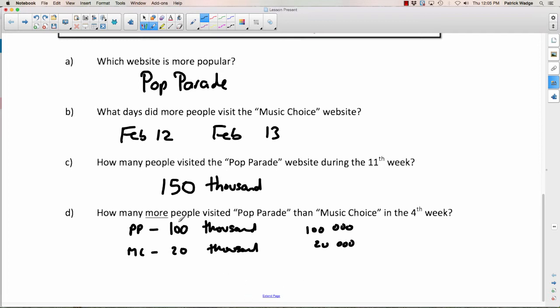Now we want to know how many more people visited Pop Parade. So if we want to know how much more 100,000 is than 20,000, we just need to subtract. So when we subtract, we'll get 80,000. Or of course you could have done it here. 100 minus 20 is 80, and you still have the 1,000. So the answer is 80,000. I'll just do it like that. Okay? There you go.